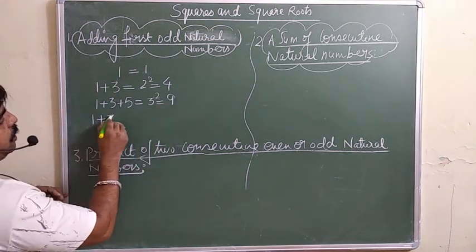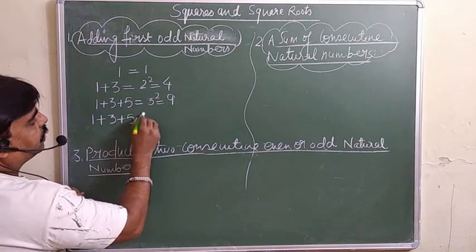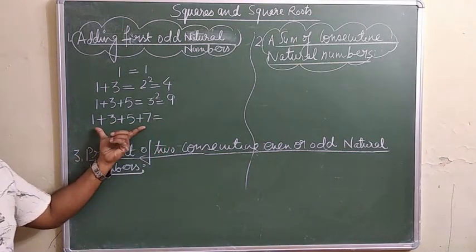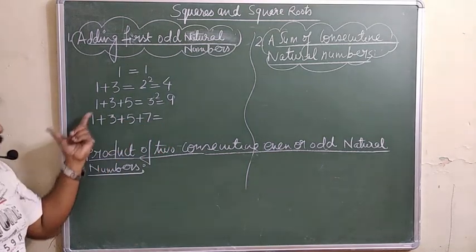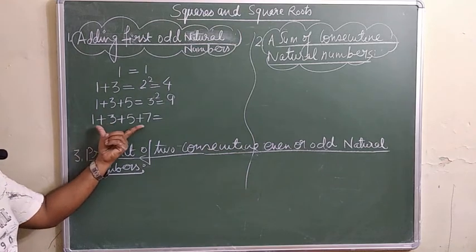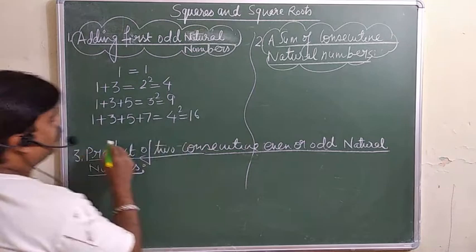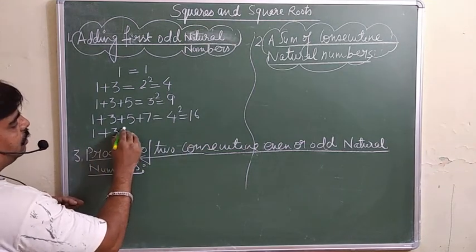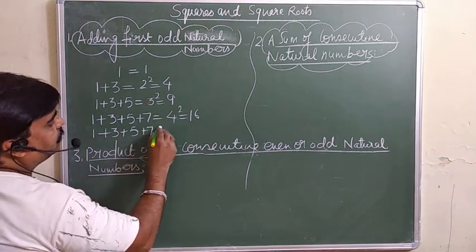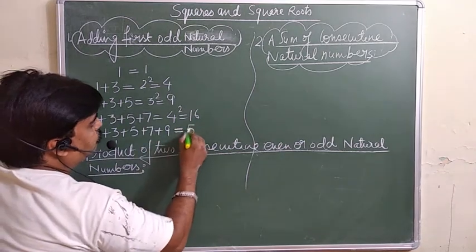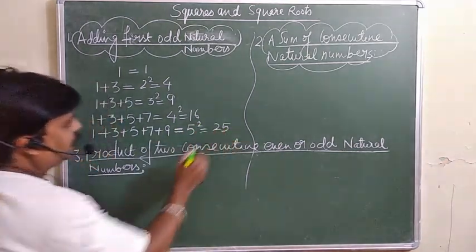Similarly, 1 plus 3 plus 5 plus 7, so first 4 odd natural numbers you are adding. आप पहले 4 नेचुरल नंबर ऐड कर रहे थे, इसका सम कितना होगा? 4 का स्क्वायर के बराबर, दैट इज 4 स्क्वायर मींस 16. सिमिलरली 1 plus 3 plus 5 plus 7 plus 9, it will be 5 square, means the sum will be 25. You can check it here.